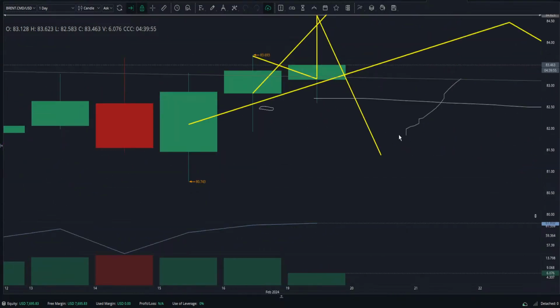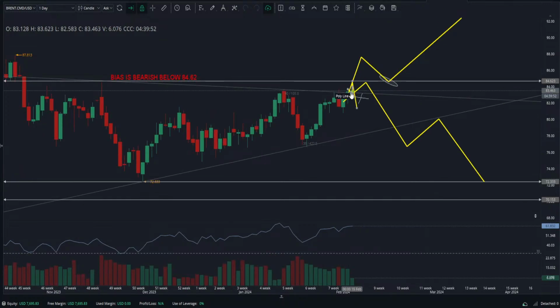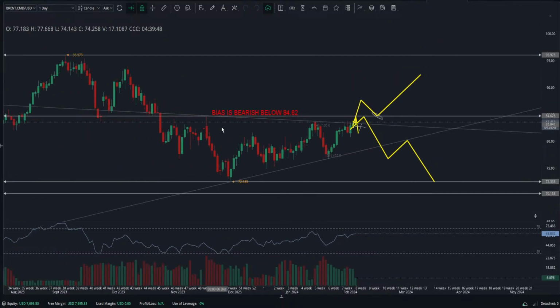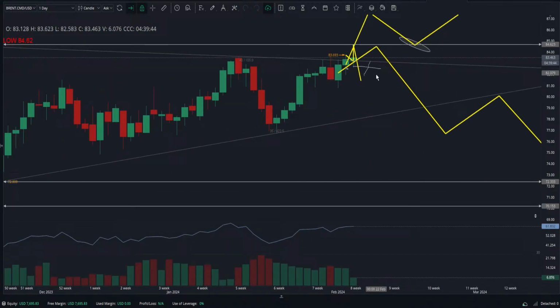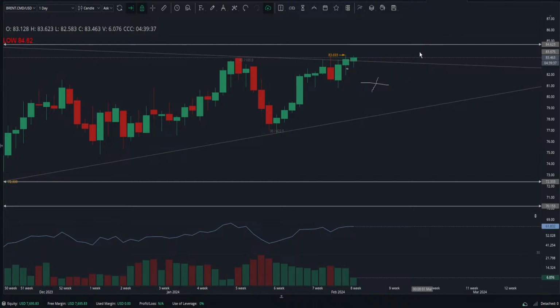Brent, finally nothing here. Like I said, even if I buy here, the resistance is very close. If I sell here, the price has already broken higher than this triangle, so I cannot sell this market, I cannot buy this market. So I'm again saying stay away from this market. Right? Stay away from this market, guys. There is nothing for us in the Brent.